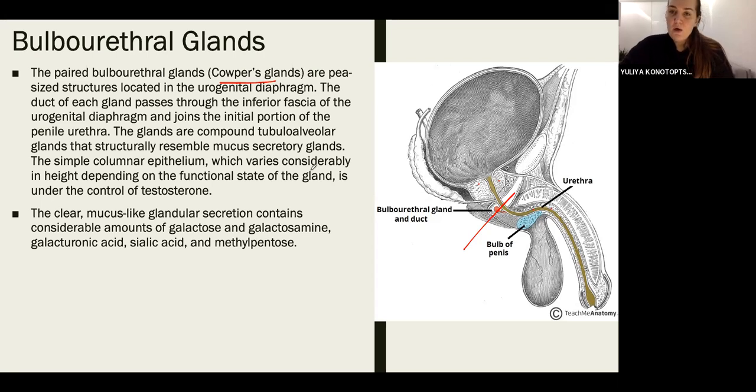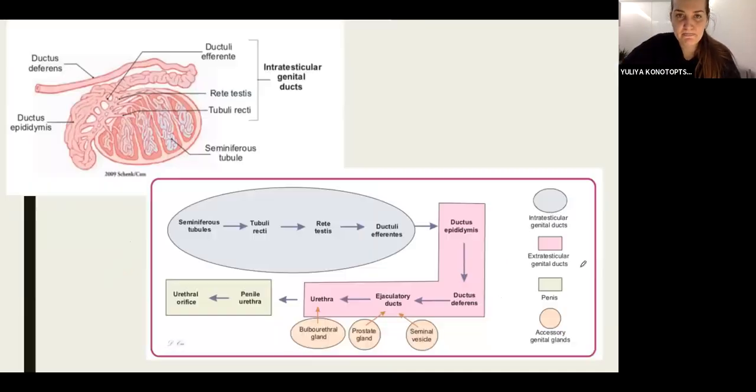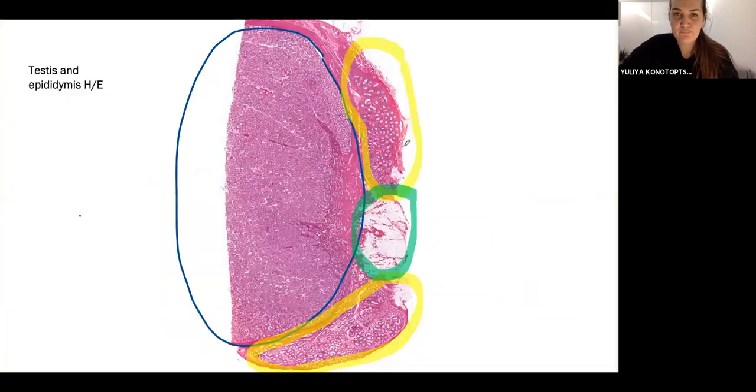Why is it mucousy? Because it has so many sugars. You'll take a look at it, right? Galactose, galactosamine, methylpentose, so many sugars are present there. So it's very viscous. In a way, you could even say that it's not for the purpose of clearing. It's just for lubricating, making sure that when semen is passing through here, it does so very nicely. Okay, this is a pathway for you. Just do it at home: the entire pathway, who goes where and how.